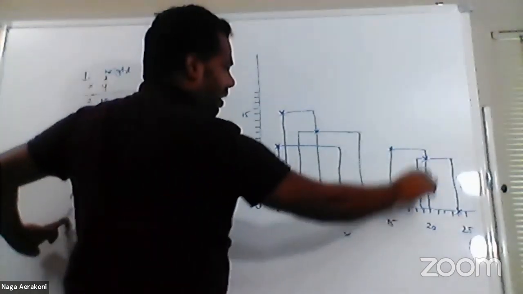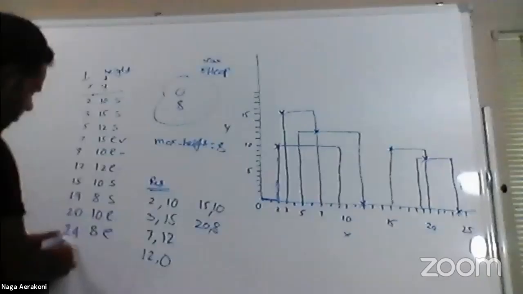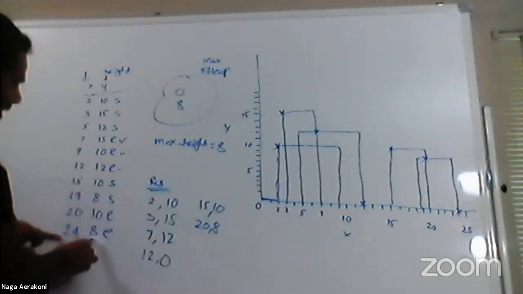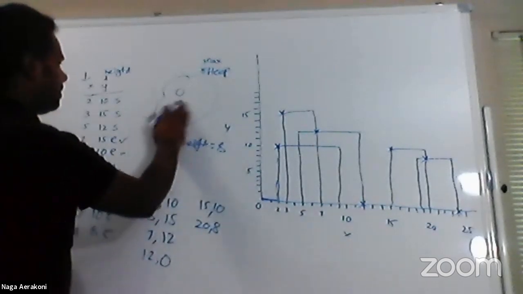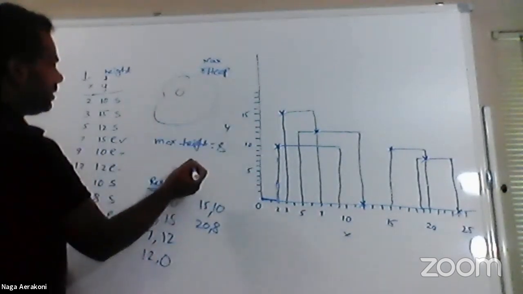So this 20, height. Now only remaining is 24, 8. So this 8 is there. So we need to remove this 8 because it's the end. So after removing, it became 0.